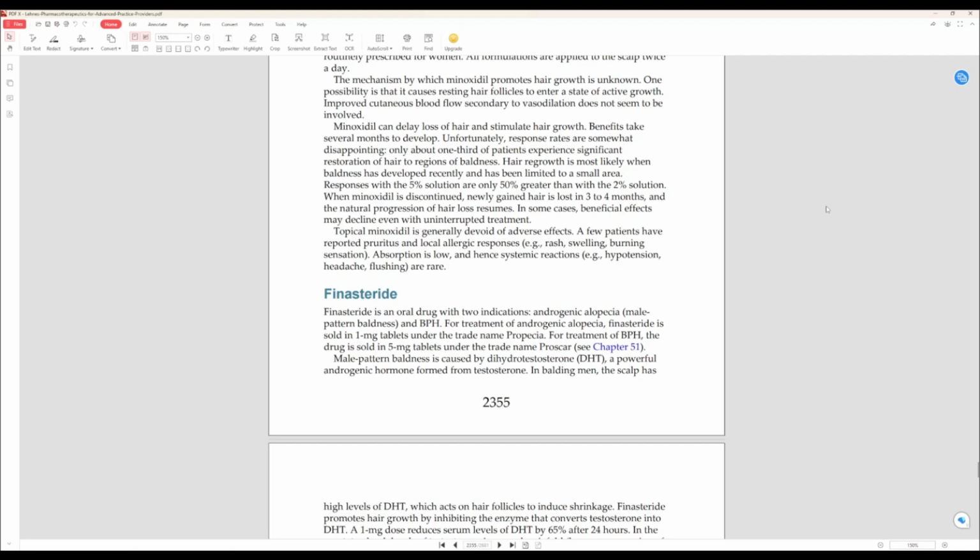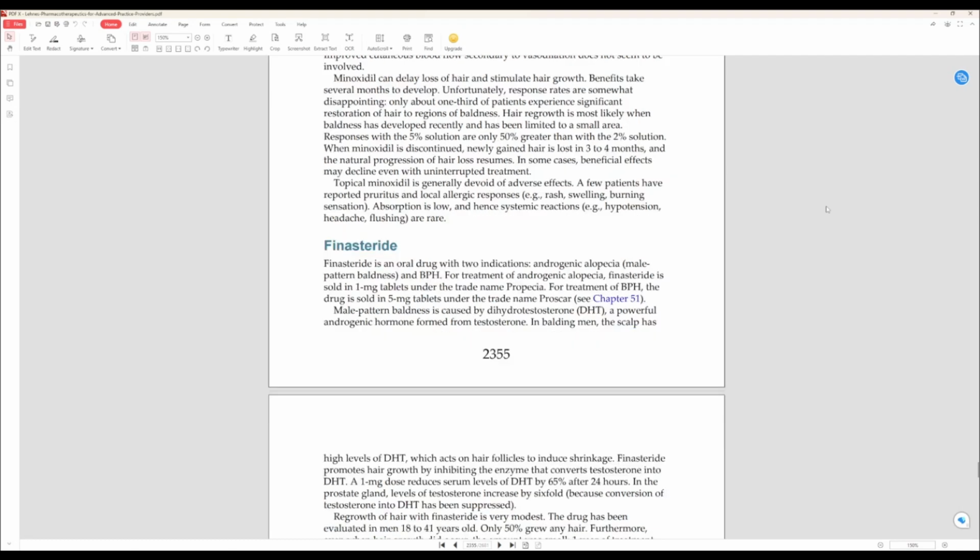Hair regrowth is most likely when baldness has developed recently and has been limited to a small area. Responses with a 5% solution are only 50% greater than with a 2% solution. When minoxidil is discontinued, newly gained hair is lost within 3 to 4 months, and the natural progression of hair loss resumes. In some cases, beneficial effects may even decline, even with uninterrupted treatment. Topical minoxidil is generally devoid of adverse effects. A few patients have reported pruritus and a local allergic response. Absorption is low, and systemic reactions such as hypotension, headache, and flushing are considered rare.